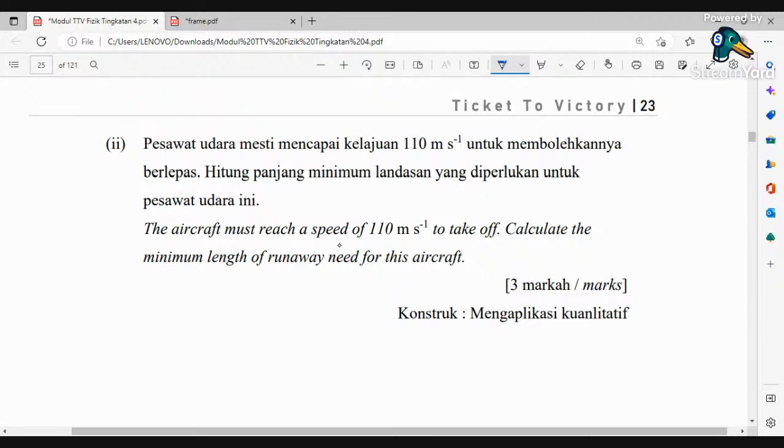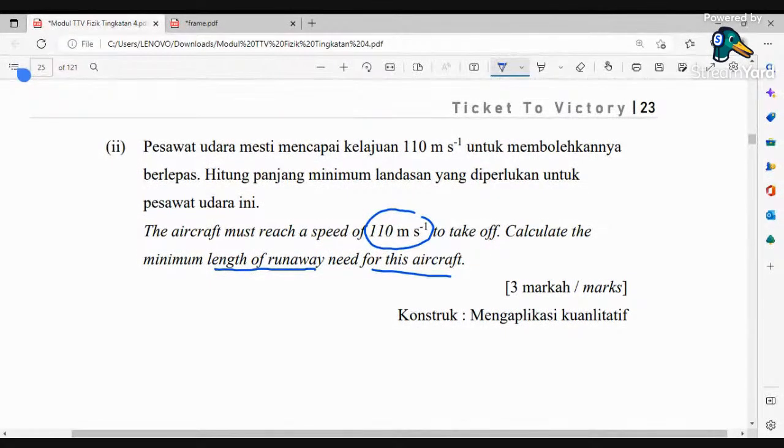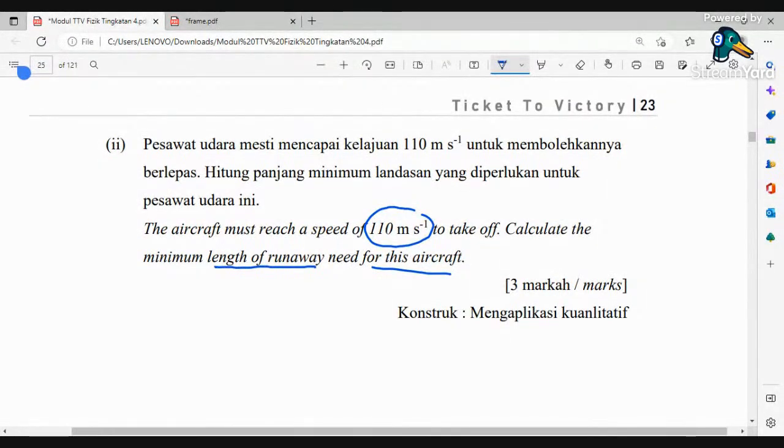Okay, the aircraft must reach speed 110 to take off. Calculate minimum length of runway needs for this aircraft. Macam kapal terbang dan sebagainya tu dia kena speed up dulu dekat track tu, dekat jalan track dia tu, baru dia boleh take off. Okay, jadi berapa jauh before take off?